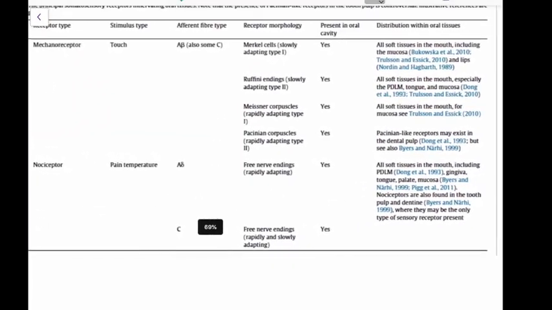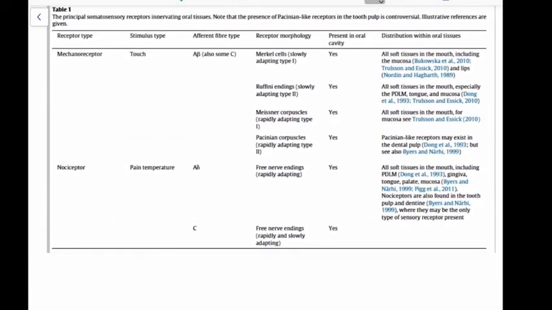So here we have oral receptors. We will talk about just touch and pain and temperature. Starting with touch, touch is by afferent A beta fibers, whereas the pain and temperature mostly is by A delta and C fibers. Mostly C, we will study in the future, are the free nerve endings that tell us about the slow pain.